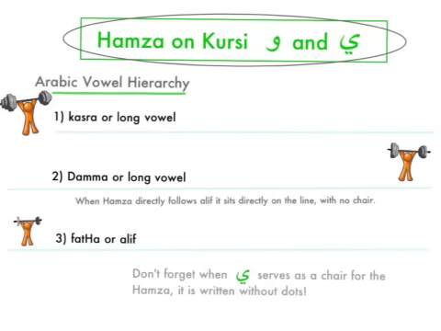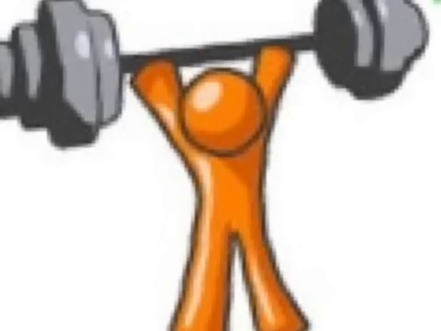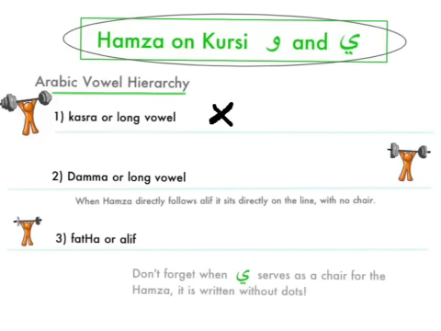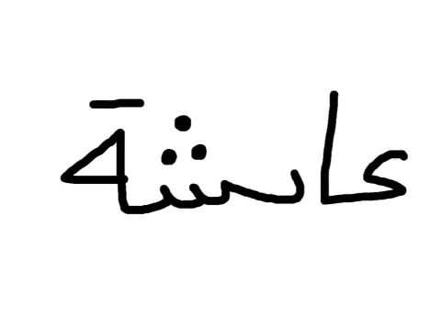Some vowels in Arabic are considered stronger than others. Let's take a look at the strongest vowel. The first one is kasra. If Hamza is surrounded by kasra, and kasra is the strongest vowel, then the chair of Hamza would be ya. Here's a word, Aisha. Can you guess where we put the Hamza?